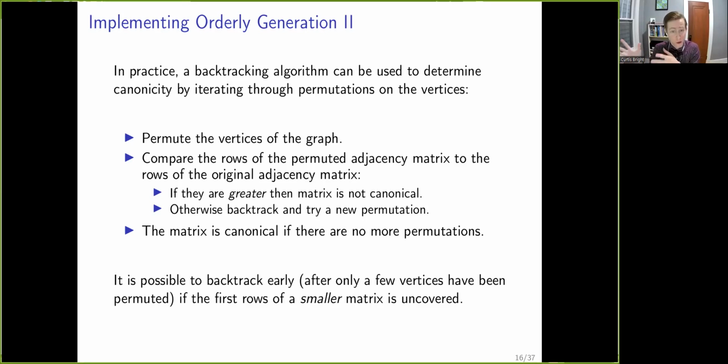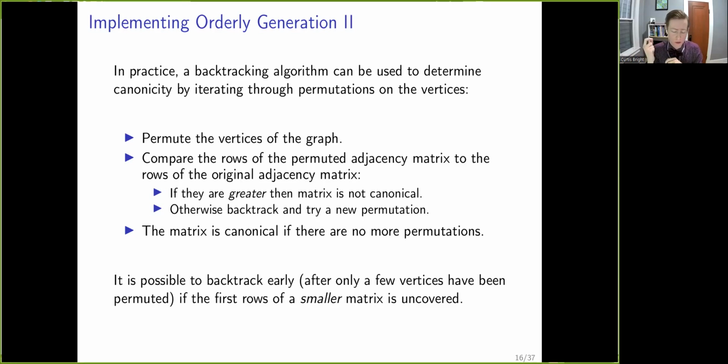The new thing, if it's greater than the original, then this is a witness that it's not canonical. You can immediately terminate. This is the easy case. Usually in the case when it's smaller or equal, you can't do that, you don't know. So you have to backtrack, try a new permutation, and keep going until you've tried all permutations. So this is going to be quite slow to try every permutation.